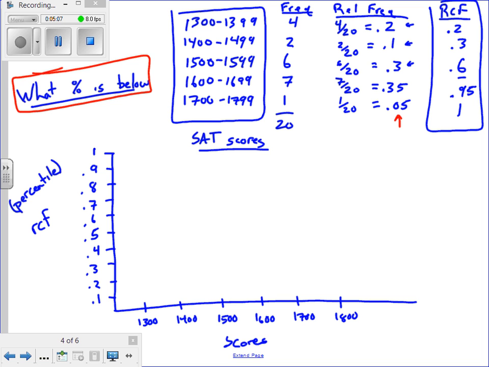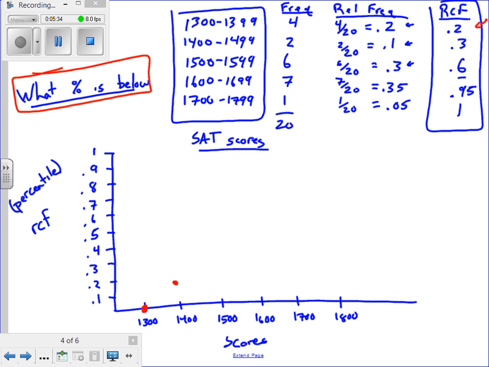I'm thinking about this. What percent of schools were below 1,300? Well, we didn't have any. So that's going to be our jumping off point. That's going to be where the 0 is. 0% of schools were at 1,300. Now, what percentage of schools were below 1,400? Well, that would be this group right here. So that would be 20%. So at 1,400, what percentage is below? 20%. So put a point at 1,400, 20%.